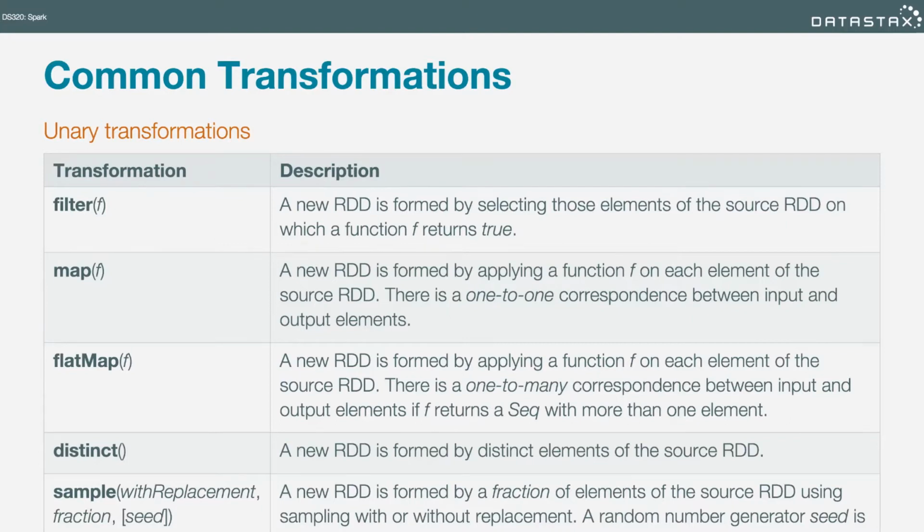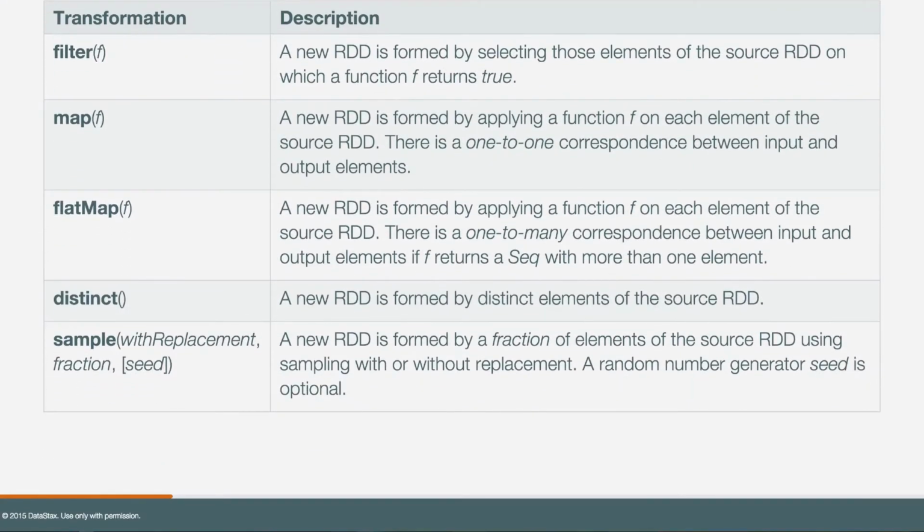So flatMap is like map, except it anticipates that it's going to break up the element of the input RDD into multiple elements in the output RDD. So it returns a sequence or a collection of things, as if maybe you're tokenizing words on white space in a line of text. Your input RDD has a line, and you're returning a sequence of words out of flatMap.